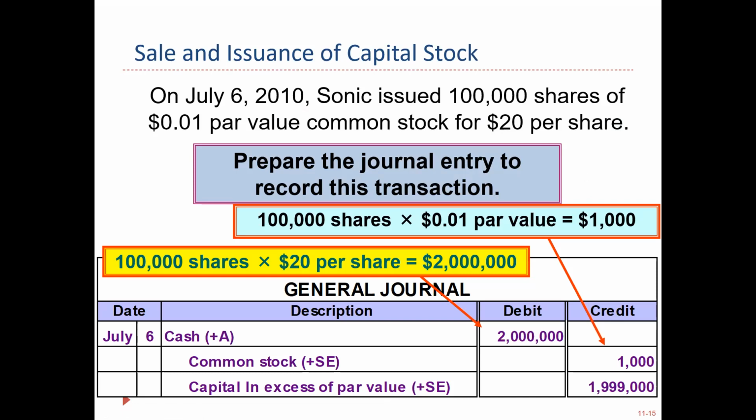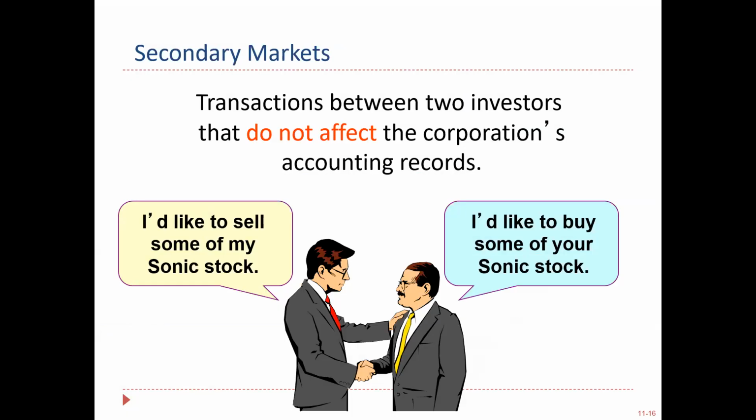Now this we've seen earlier in the course, and I'm thinking this is not going to be too tough. The secondary market: transactions between two investors that don't affect the corporation's accounting records. And it's very simple. Stocks are in the secondary market once they're issued to the public. That's what the outstanding shares are.